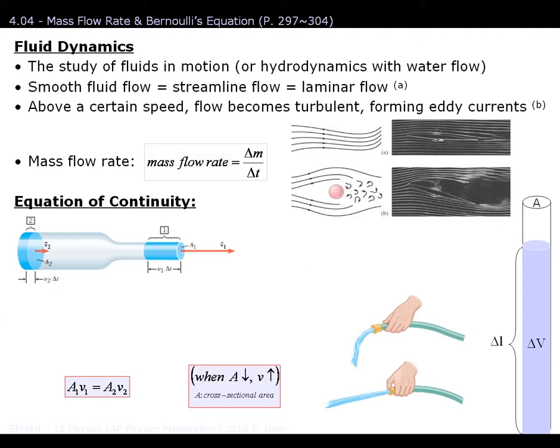You've probably experienced this when playing with a garden hose in your backyard. If you leave the garden hose alone, the water doesn't flow out very quickly. But if you try pinching out the opening, the speed of the water suddenly increases. And it's because you've decreased the size of the opening.